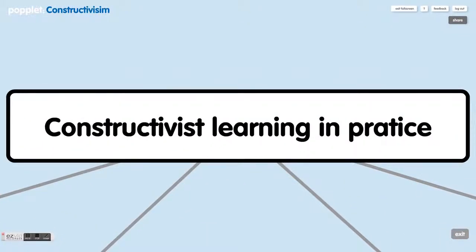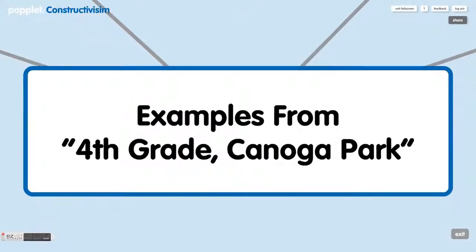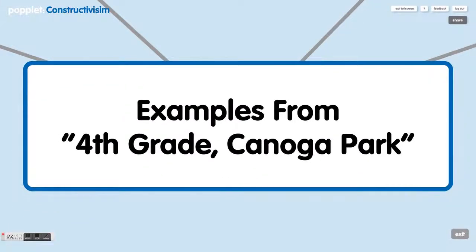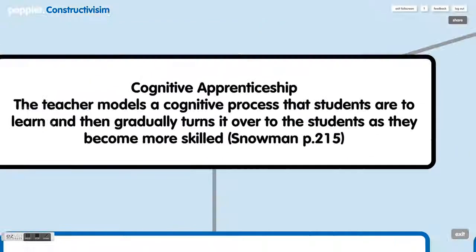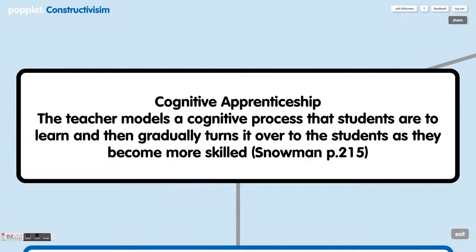So let's look at how constructivist learning happens in practice. To do this, we're going to look at the video, 4th grade, Canoga Park, from the LMS. This is a lesson from a 4th grade class that exemplifies constructivism. It does this through cognitive apprenticeship, the teacher modeling a cognitive process that students are to learn, and then gradually turning it over to the students as they become more skilled.